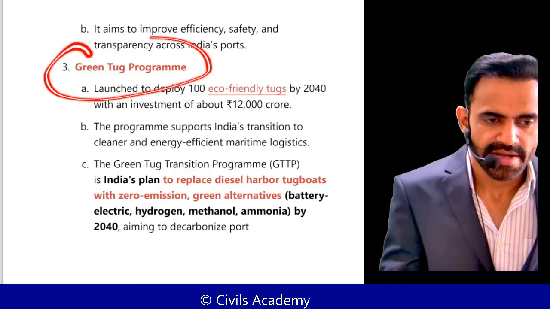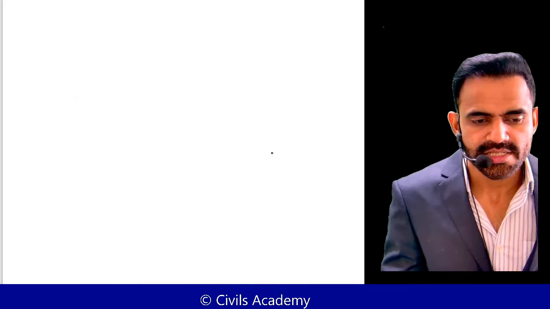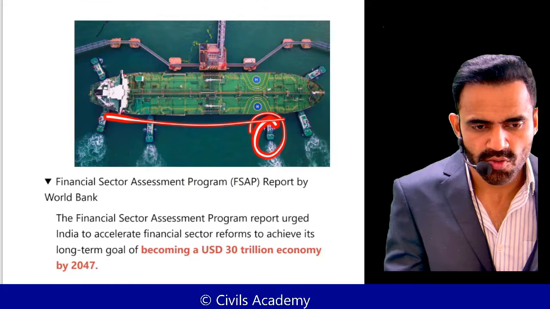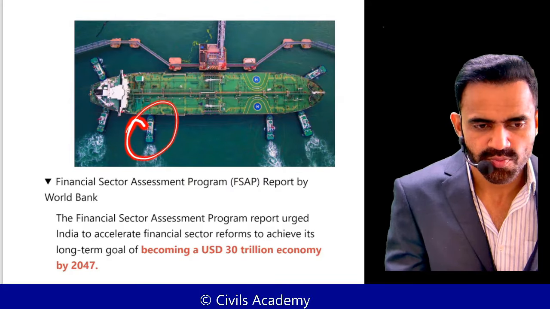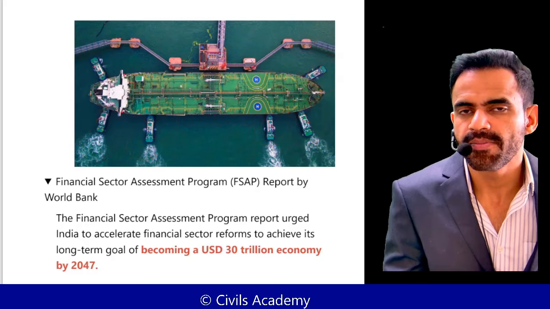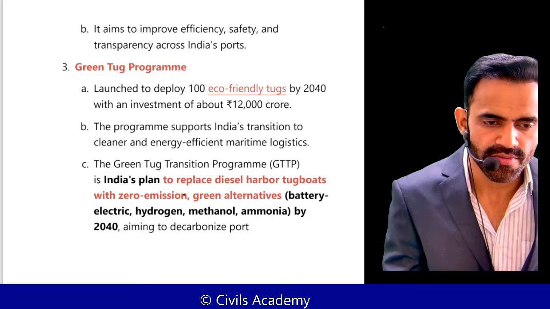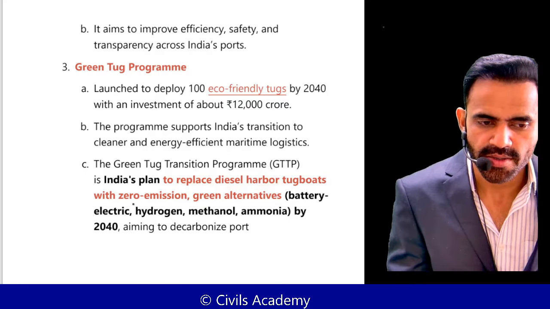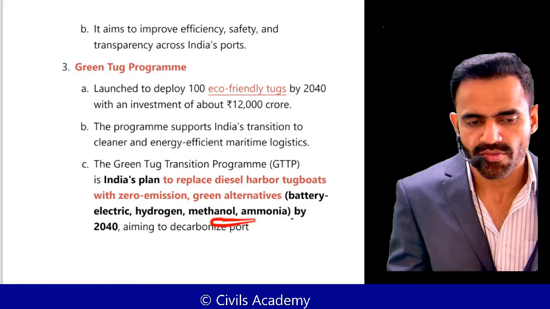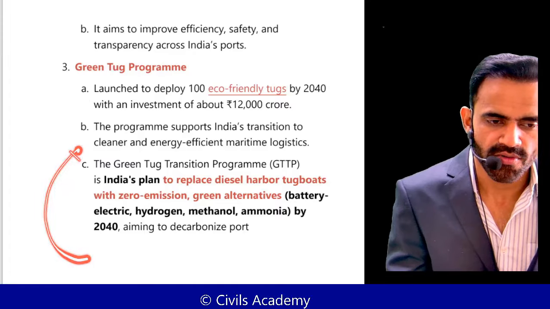Next is related to Green Tug program. It is part of that same maritime initiative. Understand what is tug. So tug are these small boat. This is large ship, and these are the small boats, as you can see. So usually these boats are diesel powered. So this leads to environmental pollution. That's why what we are doing, we're trying to replace the diesel tugboats with greener alternative. They could be battery powered, they could be hydrogen powered, methanol powered, or other fuel power. That is the objective of this green tug program.